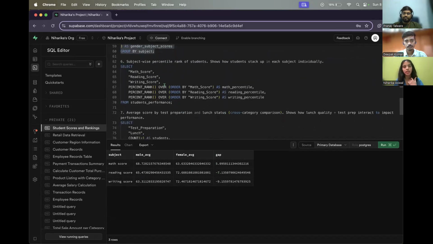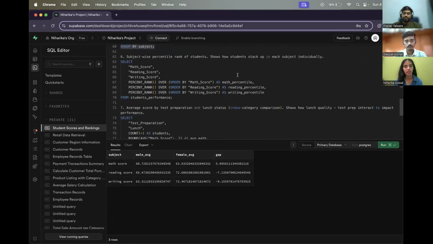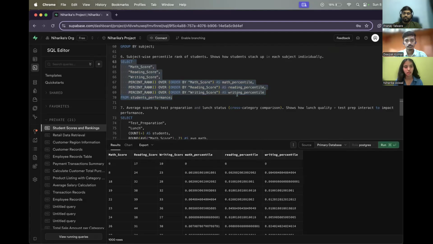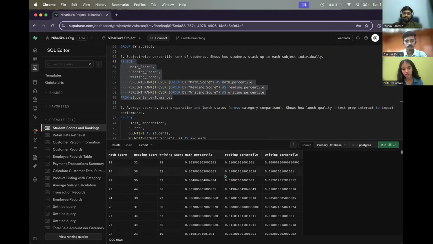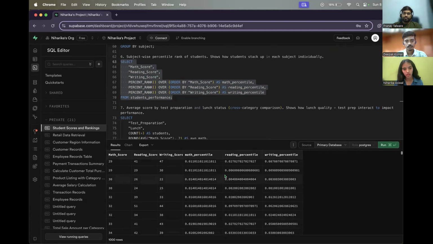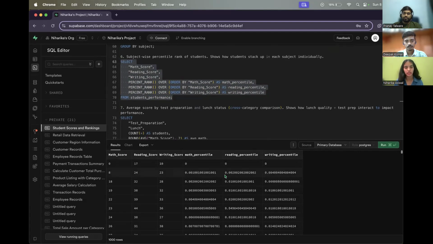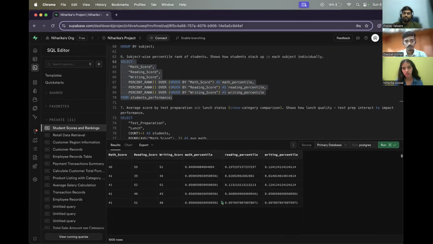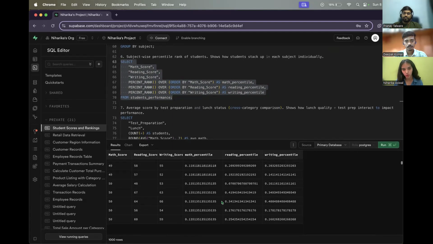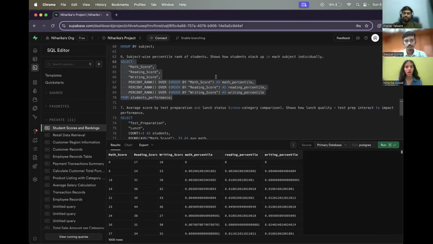Then the sixth query I picked was subject-wise percentile rank of students. It shows how students stack up in each subject individually. I will quickly run the query so we can see the results. Okay. Here are the math score, reading score, writing score of this particular student and the percentile. We can see the percentile increases the lower we go because it is in ascending order. So we will get the highest ones as we scroll below. As you can see, it is changing.